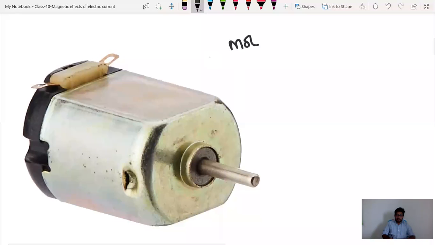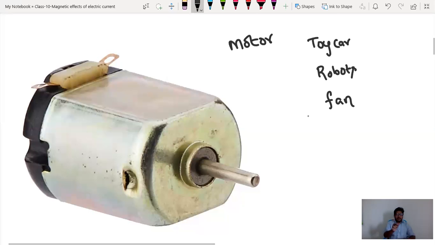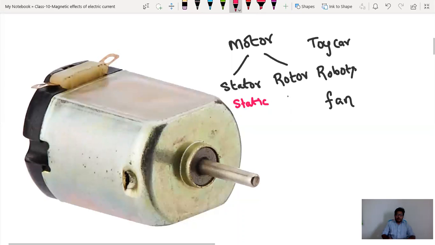You are very familiar with this picture. This is a motor. You can find this in a toy car, in making small robots, right? In some machines, in a fan, you can find this motor. A motor consists of two parts, guys. First one is the stator, second one is the rotor. In the name itself, stator means which is static, rotor means which will be in motion.